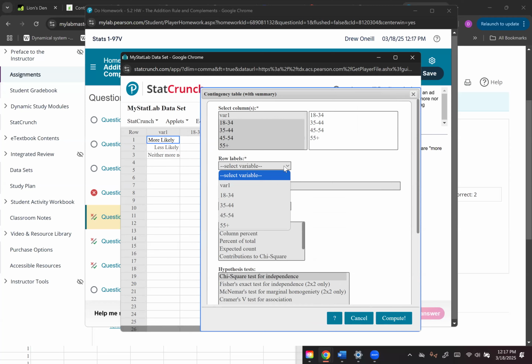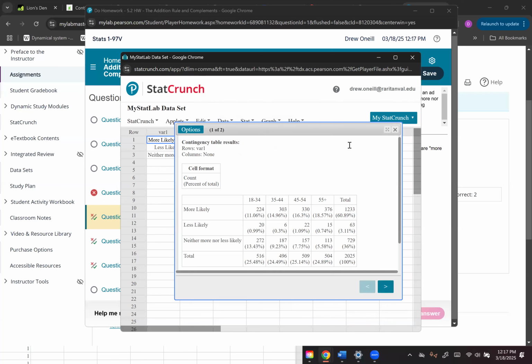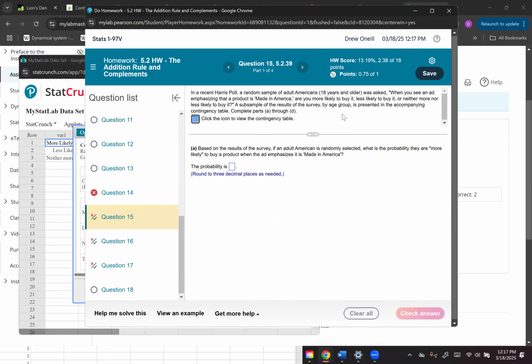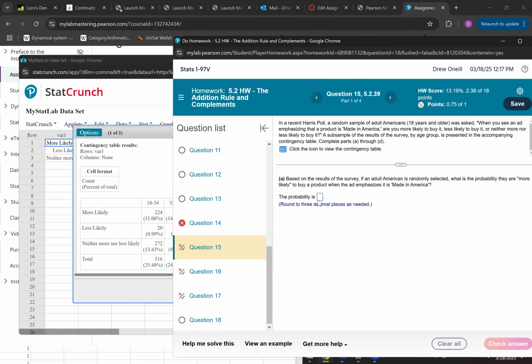I want my row labels to be var1. Then I want to add percent total. Percent of total is going to be like probability. Then I hit compute and I get this beautiful table. You may not like it, but it's beautiful. And here we go. What's the probability that they are more likely to buy a product when I add? More likely is this row. Since I already told it to compute the percent, that's going to be my probability. So it's 60.89, which if I round that is 60.9, but as a decimal is 0.609.